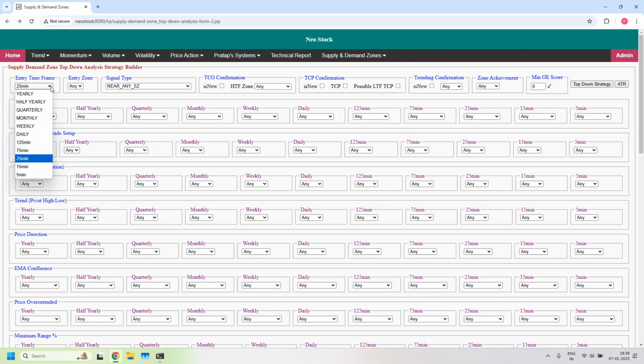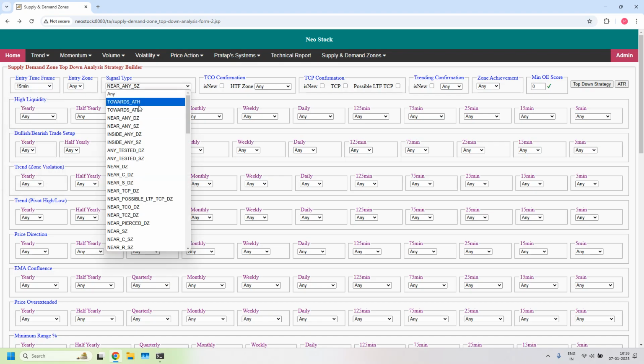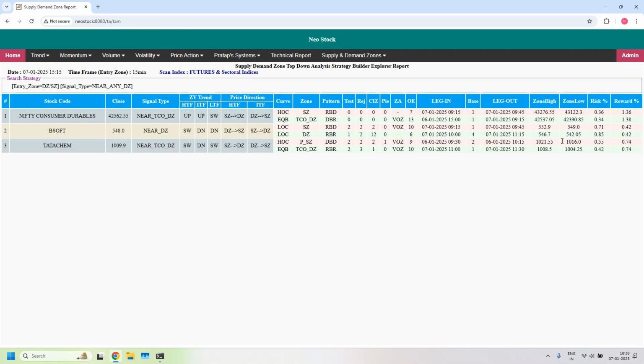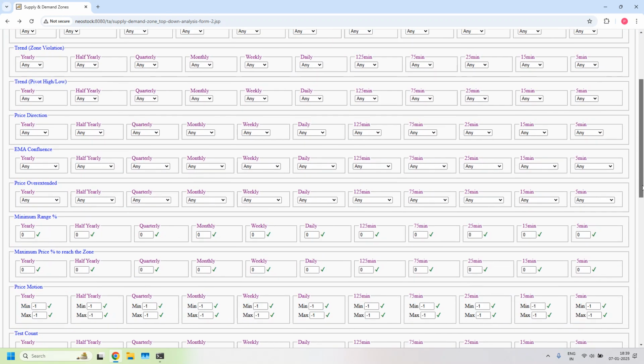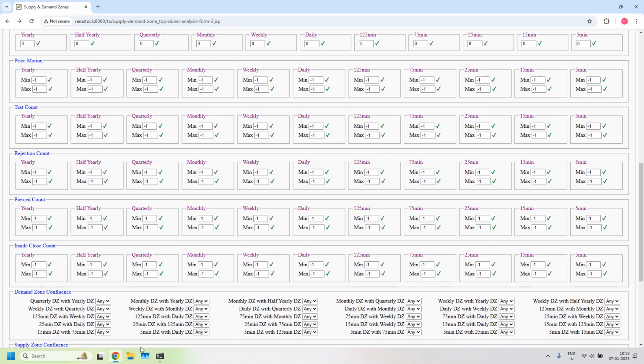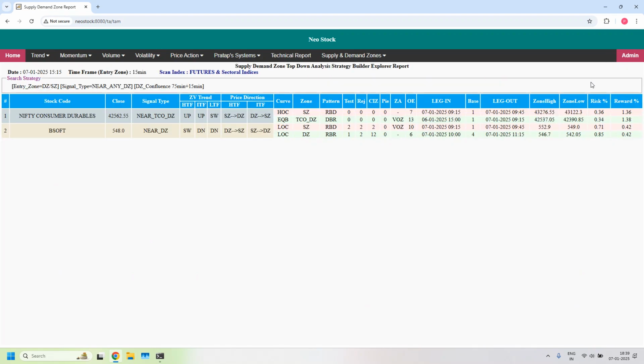Next time frame is 15 minutes. Stocks near 15 minutes demand zone. 3 stocks are filtered. Let's verify how many of these demand zones are having ITF demand zone confluence. That is 15 minutes and 75 minutes demand zone confluence. These 2 stocks are having. That means these 15 minutes demand zones are part of the 75 minutes demand zone.